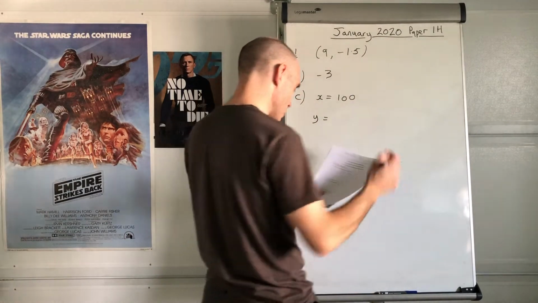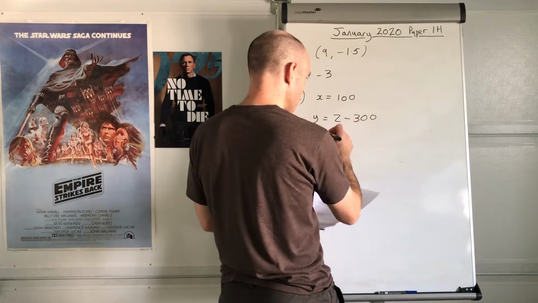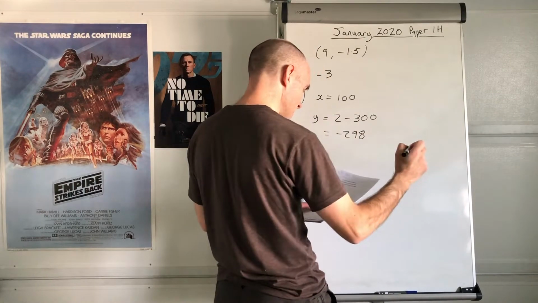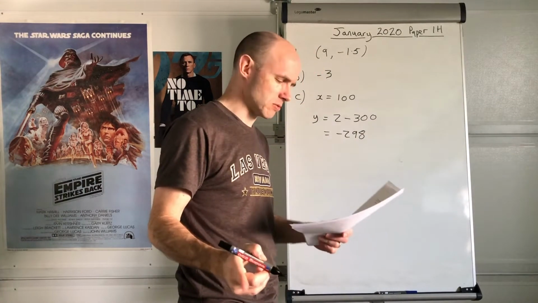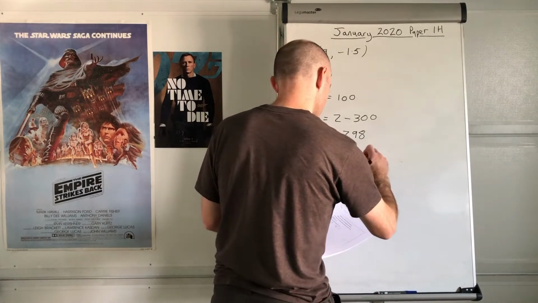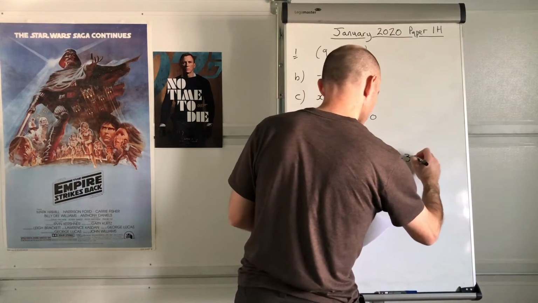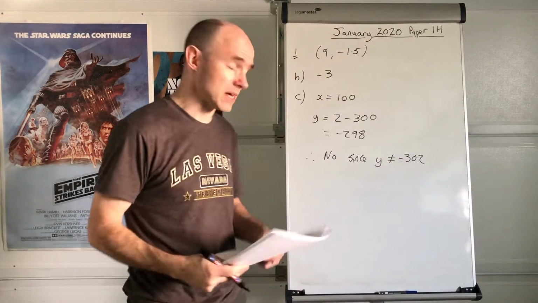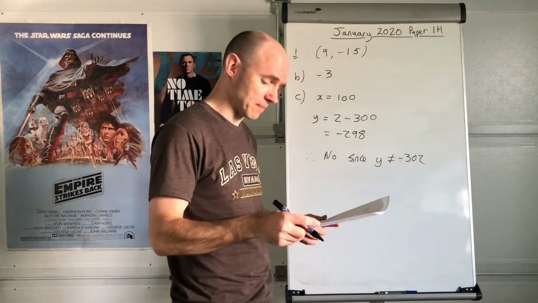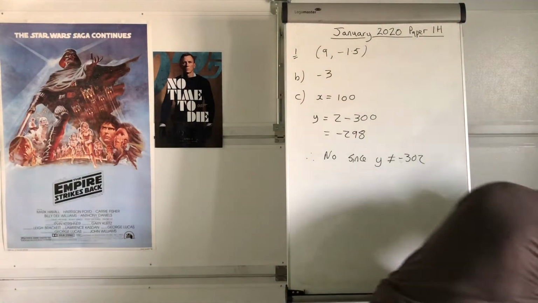Use the equation to work out what the y coordinate should be. All right. So y should be 2 subtract 3 times 100, so it should be 2 subtract 300. The y coordinate should be negative 298, but it's not, is it? It's negative 302. So you write, therefore, no, since y is not equal to negative 302, or something similar. Okay, but that's the best way of doing it, substituting in to work out what the actual coordinates should be. Okay, right, moving on, question number 2.